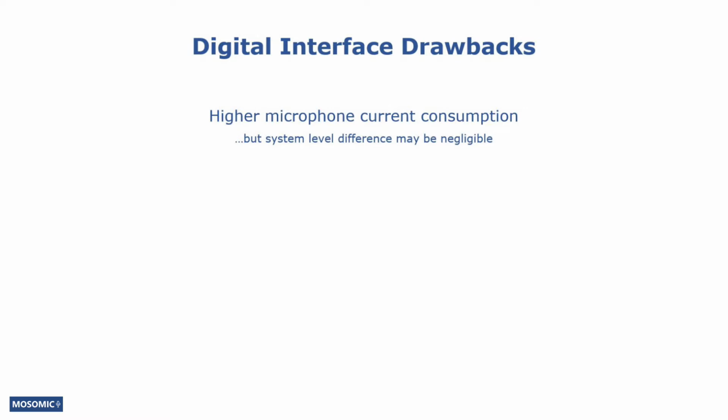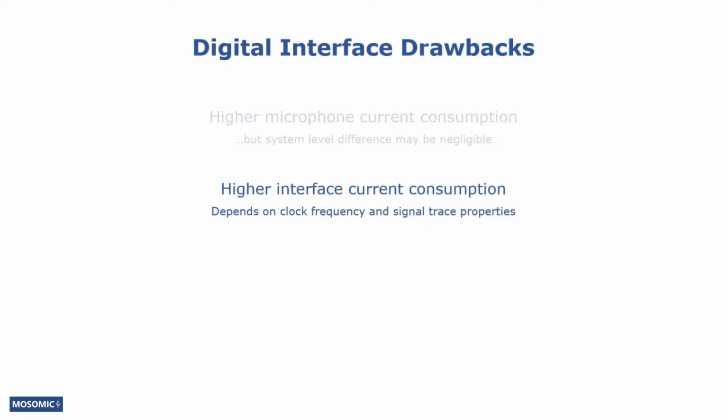However, it should be noted that the analog to digital conversion has to be done somewhere in the system anyway, so the current consumption of the whole device electrical system may not be higher than with an analog microphone, even if the digital microphone component itself draws more current. Also, the interface itself consumes more current.